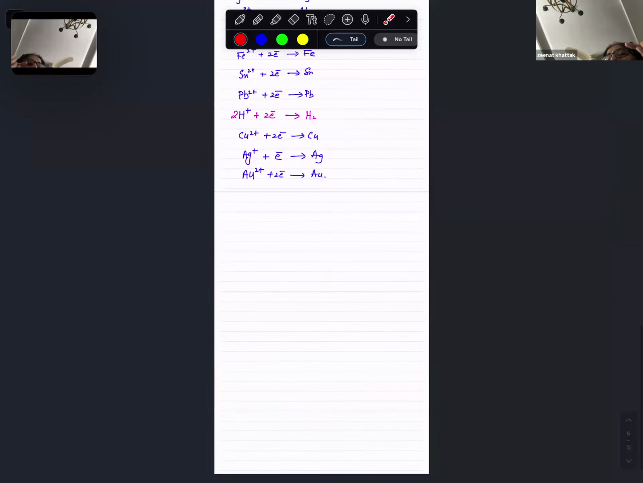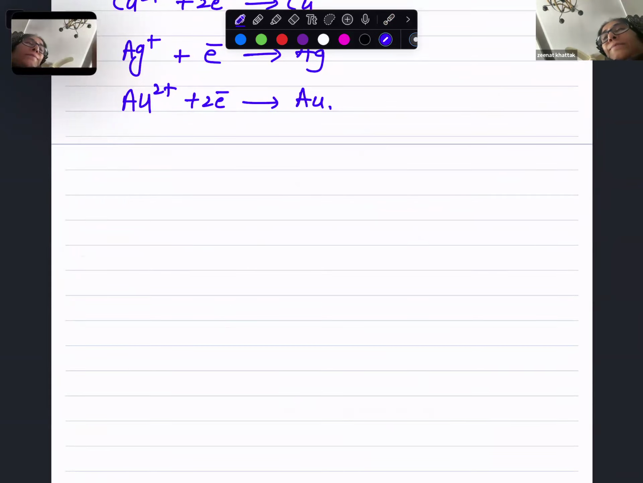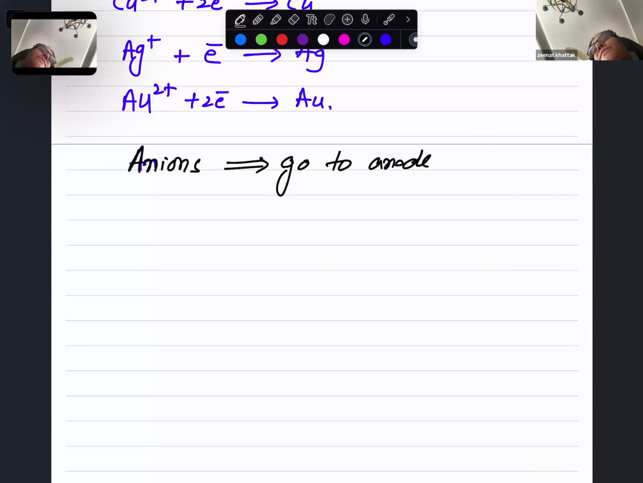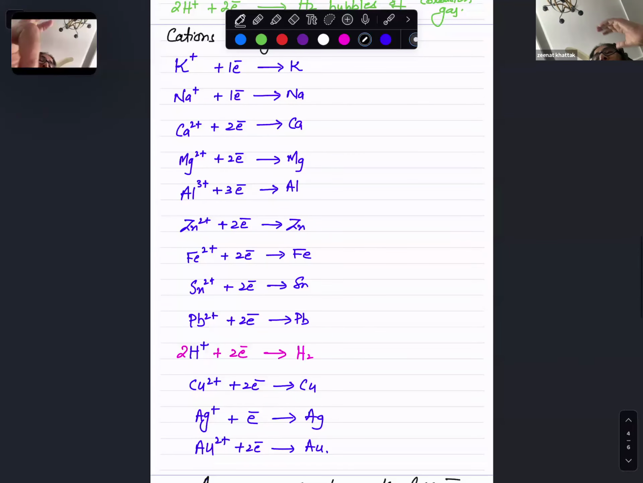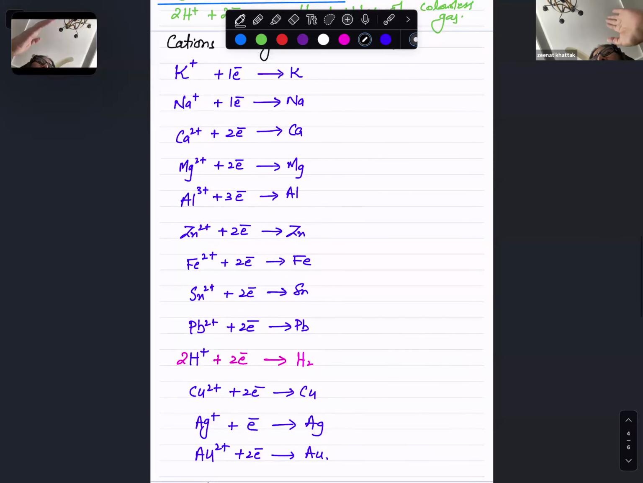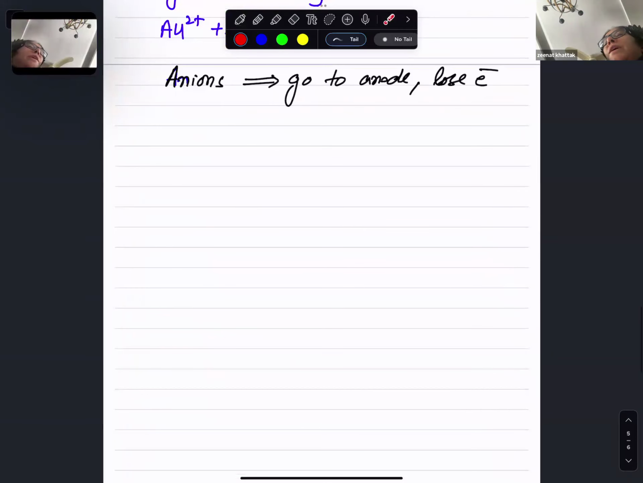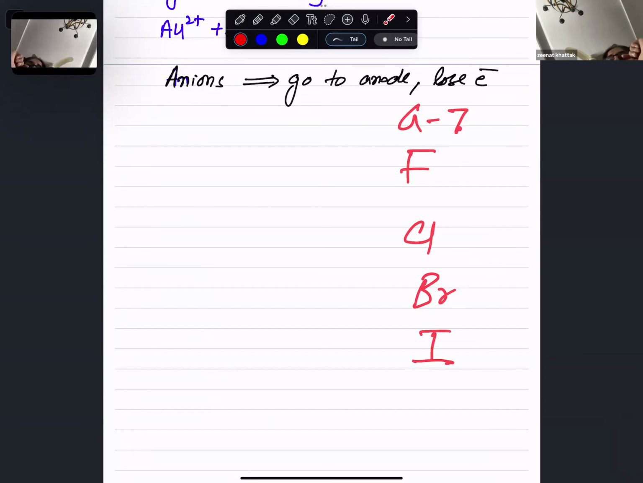What about anions? Anions go to the anode and lose electrons. Now, for cations there is a mnemonic, the Knights of Norway, but I don't know one for anions. I just do it like this. Look, if you go to the periodic table, there is fluorine, chlorine, bromine, iodine. This is group 7. So for fluoride, I write oxide, and sulfate and nitrate. The rest is the same. And then hydroxide.